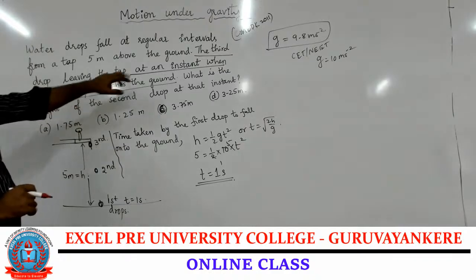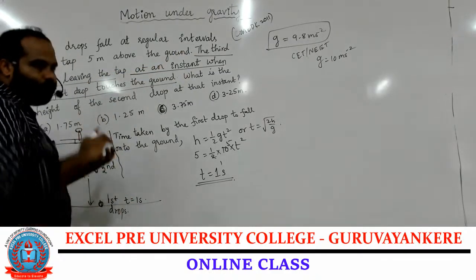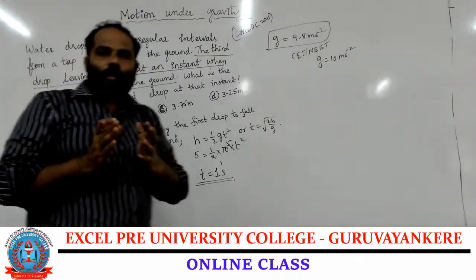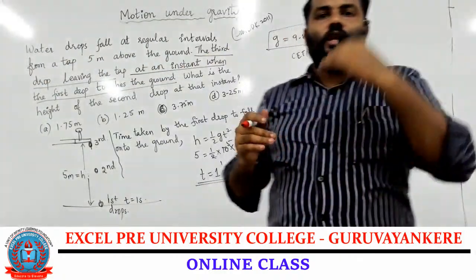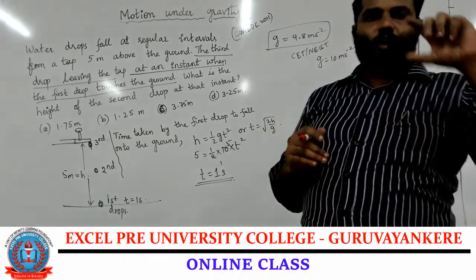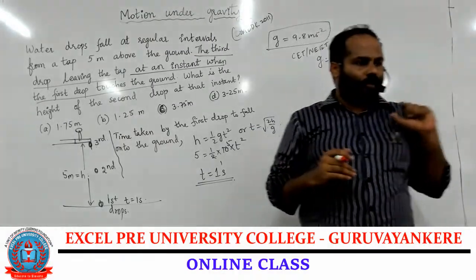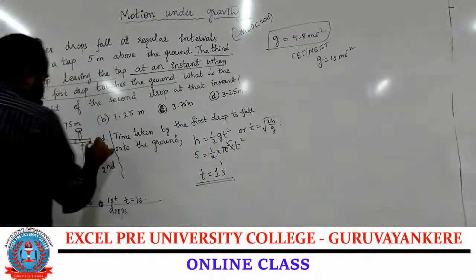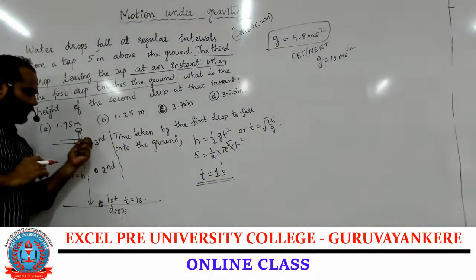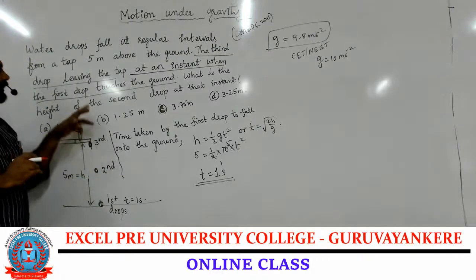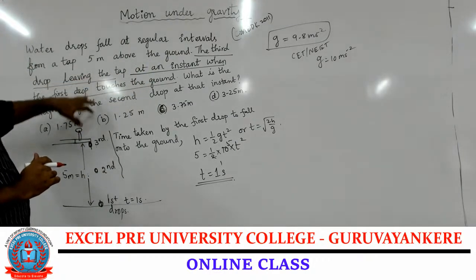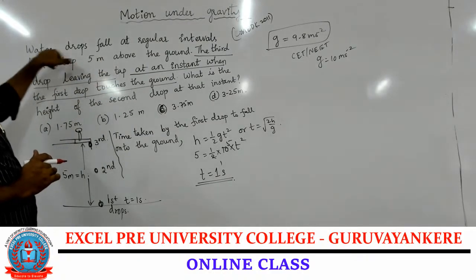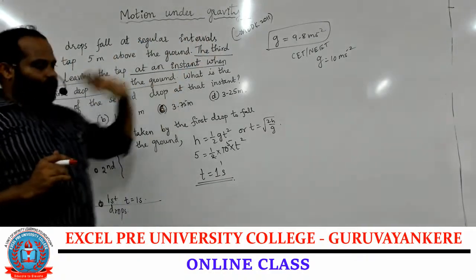Correct? So, since he says the drops are formed regularly, it means the time gap between the formation of the drops is equal. They are formed at regular time intervals. The drop on the tap should form completely, then it goes. Water drops fall at regular intervals, he says.